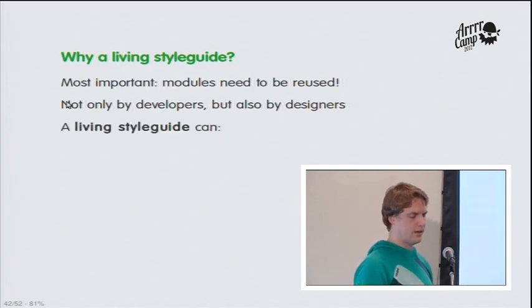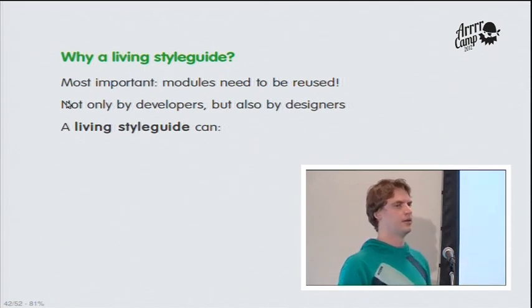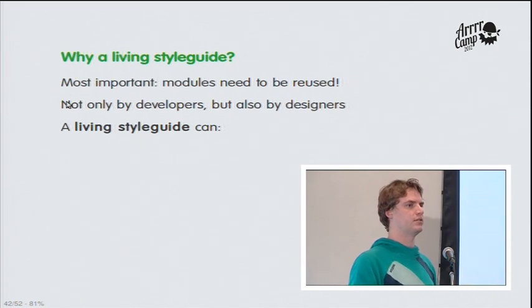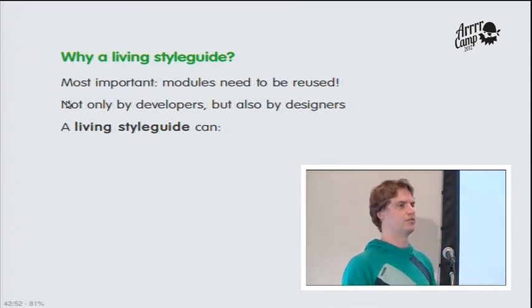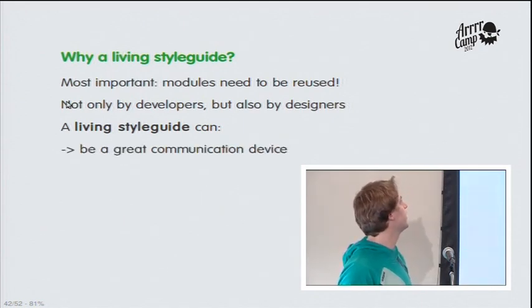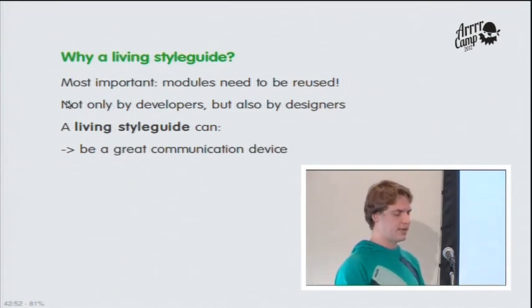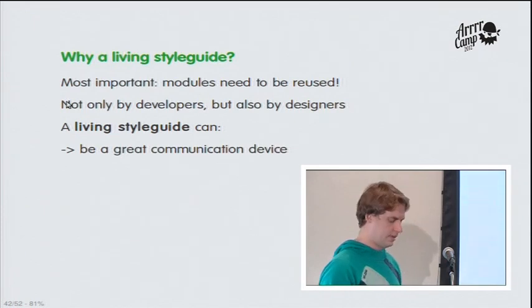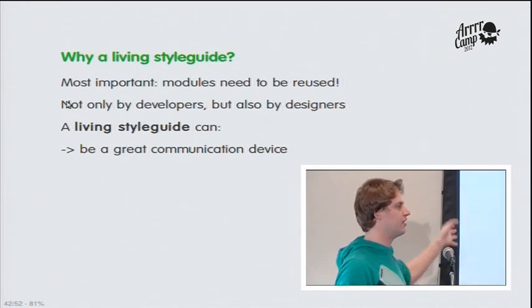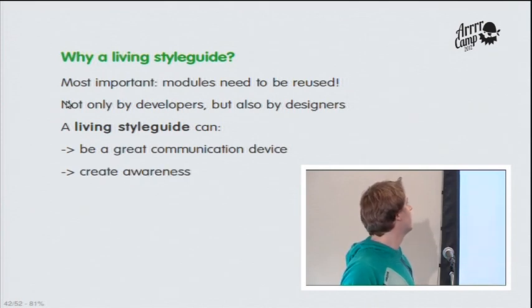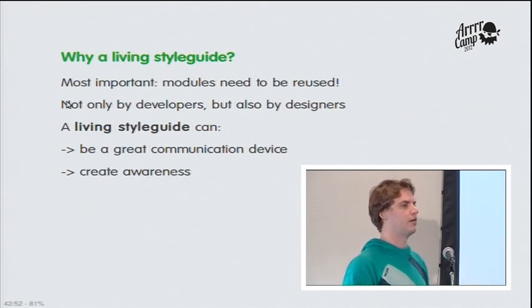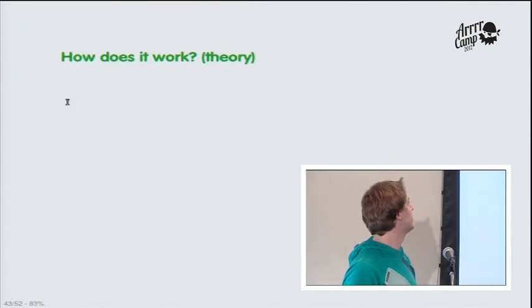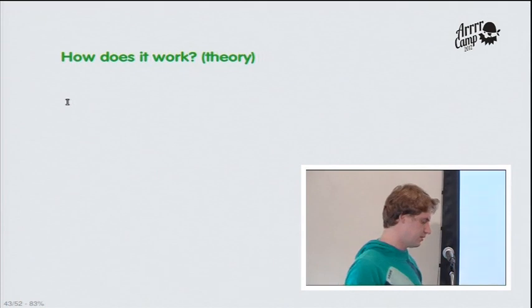And for that, a living style guide. A living style guide is a representation of the current status of your front-end code, that you can render in your application. And something like that can be a really great communication device. You can tell your designer, here, this is the stuff we have, try to reuse it, or give it to a new developer. I think we are only at the start of it, but this is a really good approach. And it can create awareness of all the things that are already there and that could be reused. So how does it work in theory?